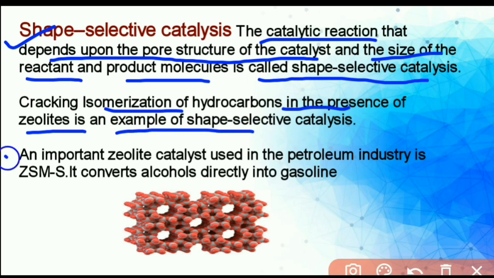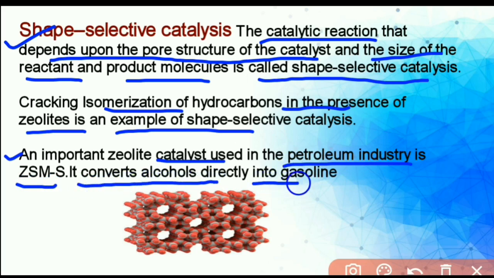Next important example is the zeolite catalyst used in the petroleum industry. It is ZSM-5 and it converts alcohol directly into gasoline. This is the structure of the ZSM-5 zeolite. So zeolite is the best example of a shape selective catalyst because it has a honeycomb structure, and other reactant molecules easily fit in this catalyst and the chemical reaction occurs.